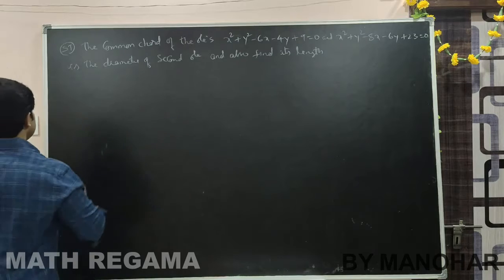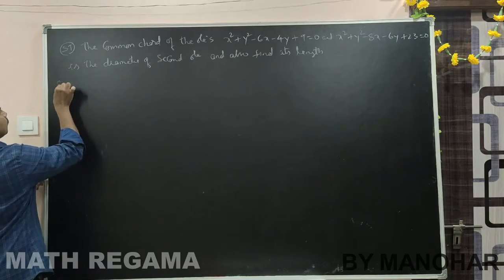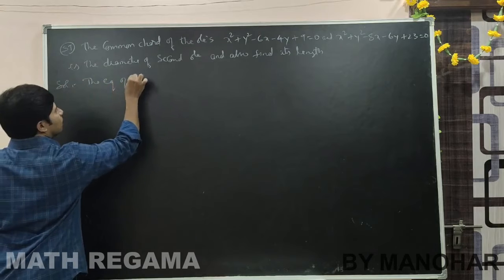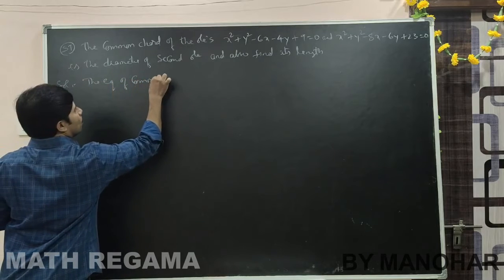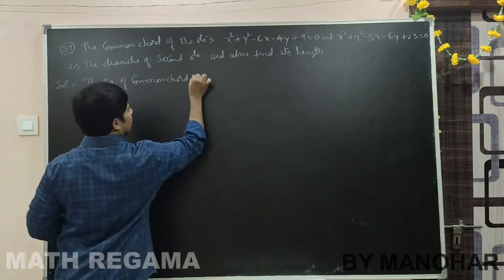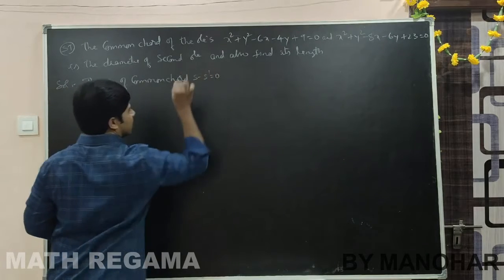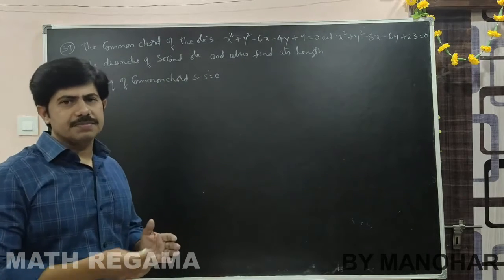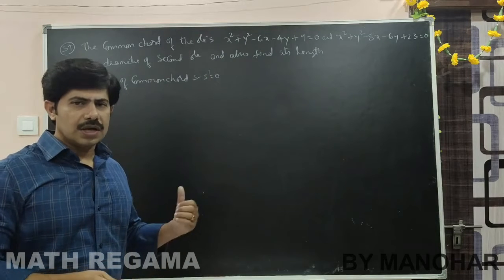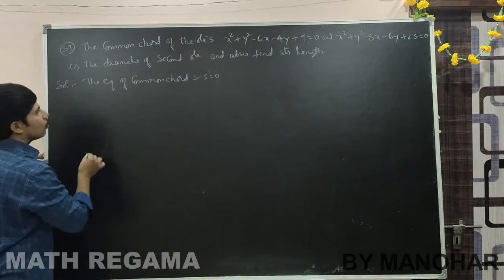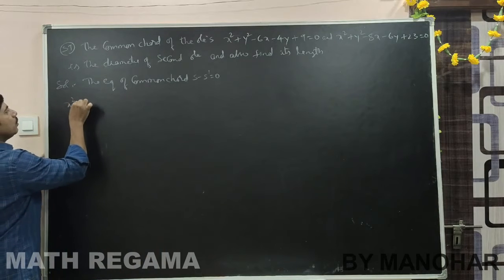So how to find the equation of the common chord? See, the equation of the common chord of two circles is given as S minus S dash is equal to 0. So what is the equation of the common chord of two circles? It is S minus S dash is equal to 0. Last class I gave this formula. So first we'll find out the common chord. That means just subtract the two equations.